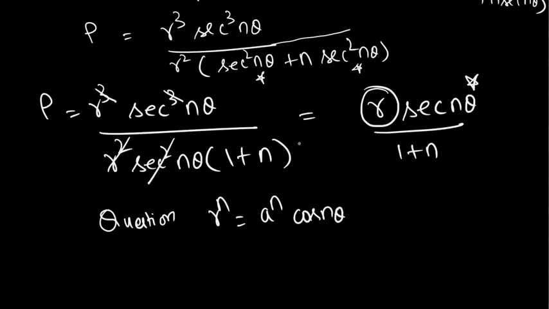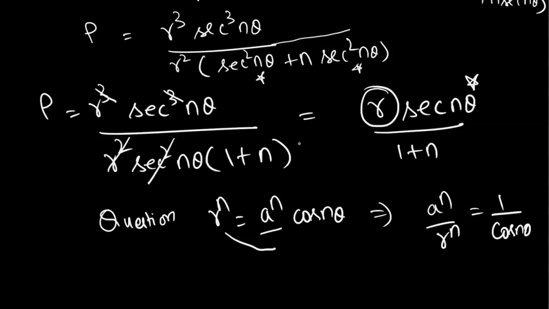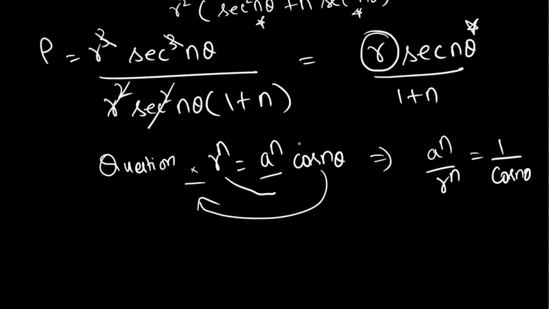What is secant n theta? 1 by cos. So I can write this as a power n by r power n is equal to 1 by cos n theta. I'm bringing this r to this side and I'm taking cos to this side. Or you can say divide both sides by r power n. So a power n by r power n. This side r power n by r power n will get cancelled. Take cos n theta to this side. A power n by r power n is equal to 1 by cos n theta is secant n theta. You can substitute in the place of secant n theta here.